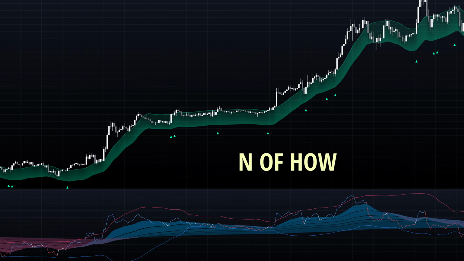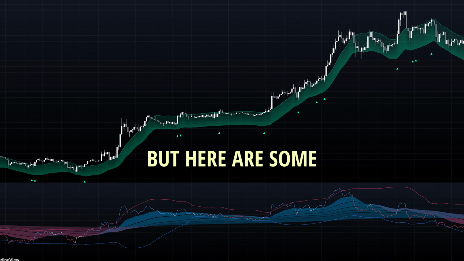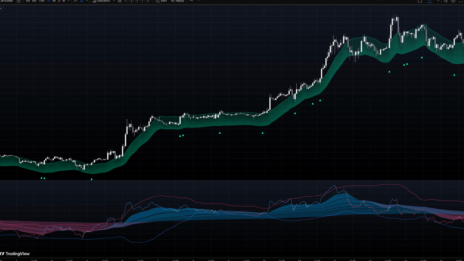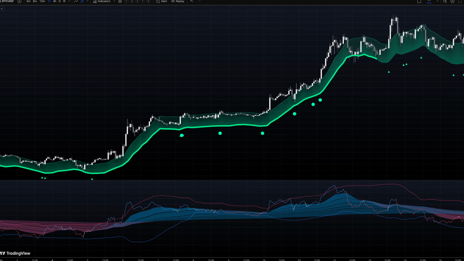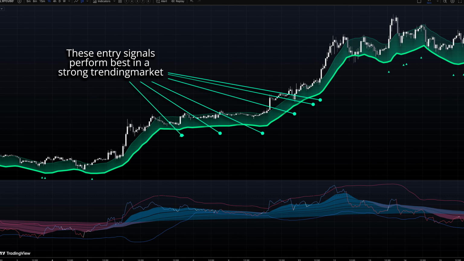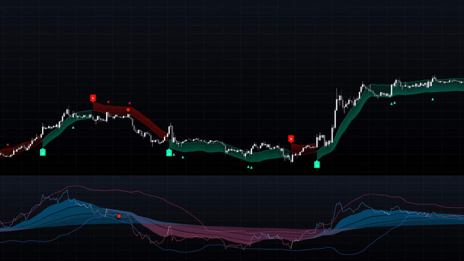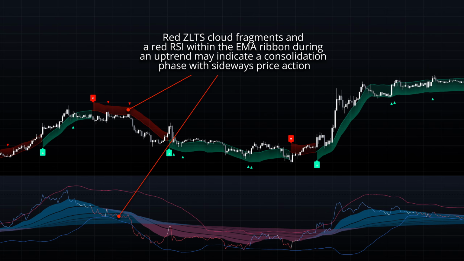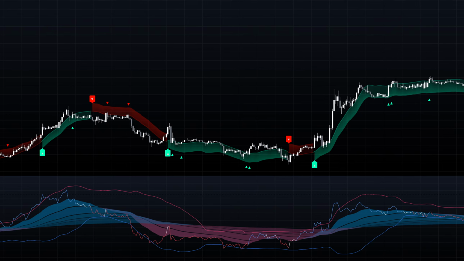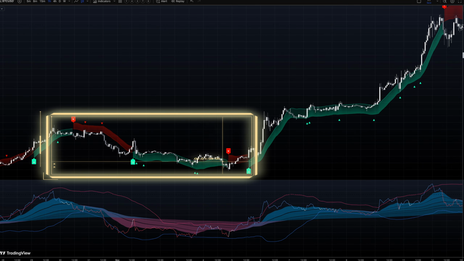That's the foundation of how this strategy works, but here are some optimization tips most won't share. During strong trends when price keeps getting rejected, you can confidently re-enter on pullbacks without issues. However, when you start seeing red AlgoAlpha band fragments and the red RSI inside the ribbon, we've likely entered a consolidation phase with sideways price action. These phases are most dangerous since there's no clear direction, so we wait. Our goal is capturing only the most reliable entries.